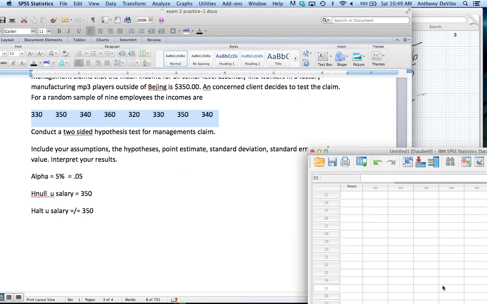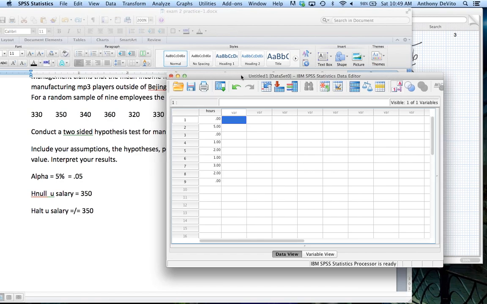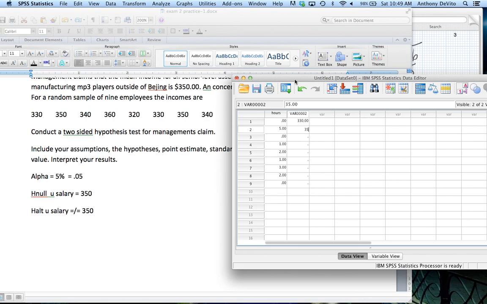I'm going to do this in SPSS because it's here. I'm only going to do the first part of it in SPSS, because I want to do the second part mathematically. 330, 350, 340, 360, 320, 330, 350, and 340. That's 8 numbers. I got it right?